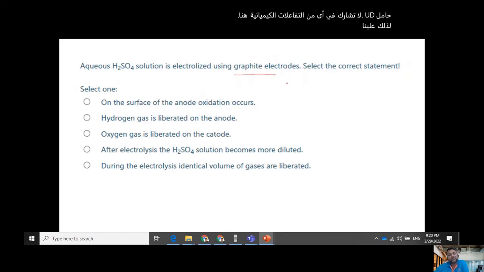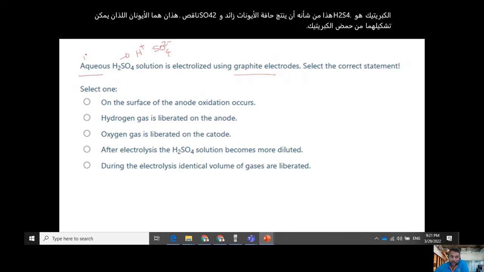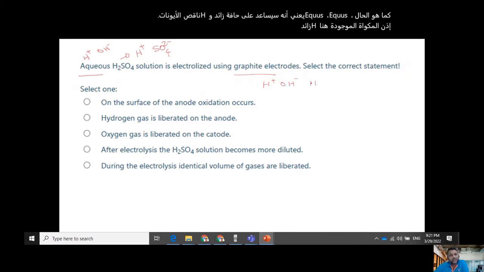First of all, you have to know what is actually happening here. Sulfuric acid is H2SO4. This would produce the ions H+ and SO4 2-. These are the two ions that can be formed from sulfuric acid. As well, it is aqueous. Aqueous means it will have H+ and OH- ions. So the ions present here are H+ and OH-, that's from water, and H+ and SO4 2-, that's from sulfuric acid.